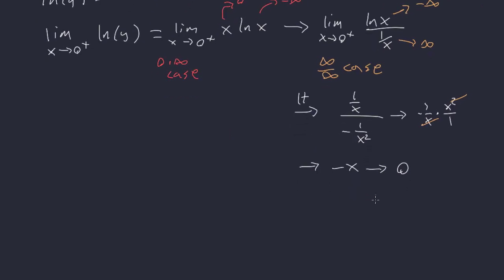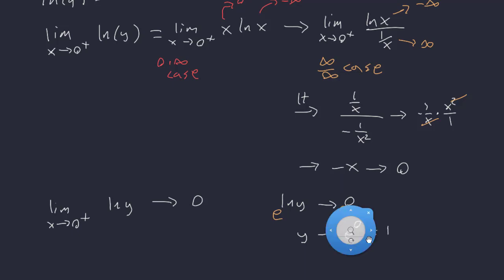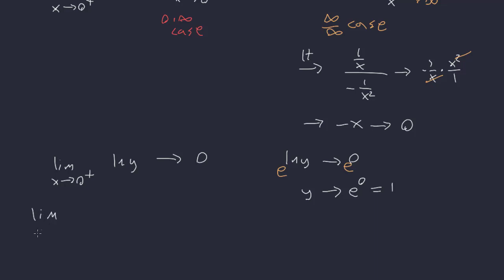All right, so here's what we do now. What we found is that the limit as x goes to 0 from the right of the natural log of y is 0. In other words, natural log of y is going to 0. So if we apply our e's to get back to just y, this tells us that y is going to e to the 0, which is 1. So then the limit as x goes to 0 from the right of just y is 1.